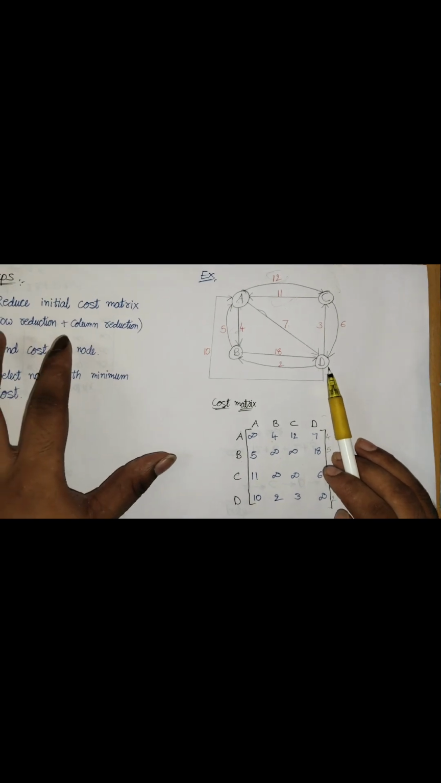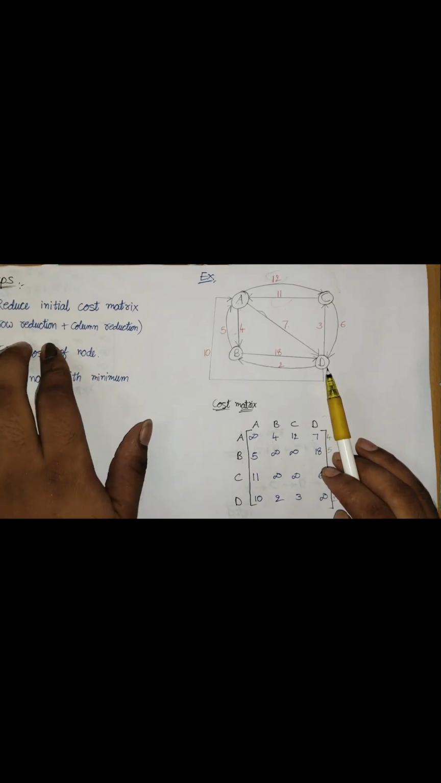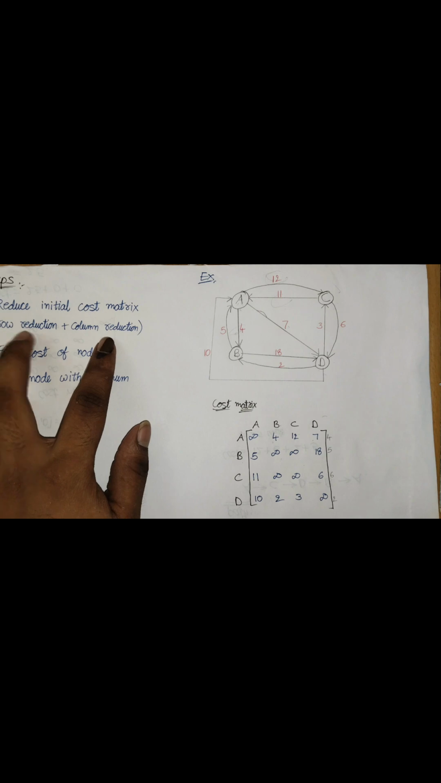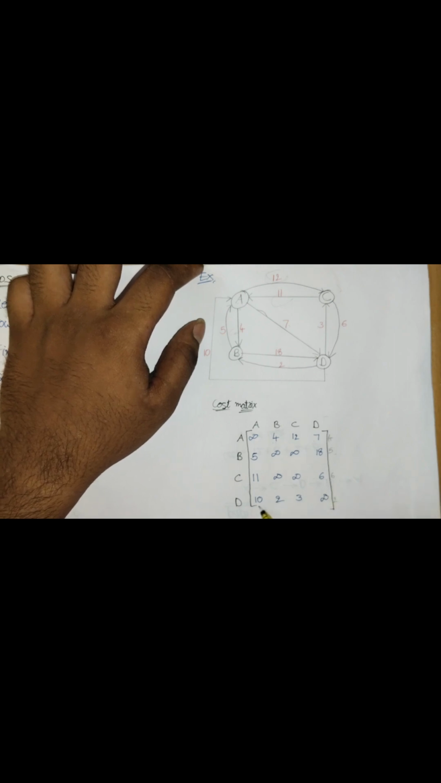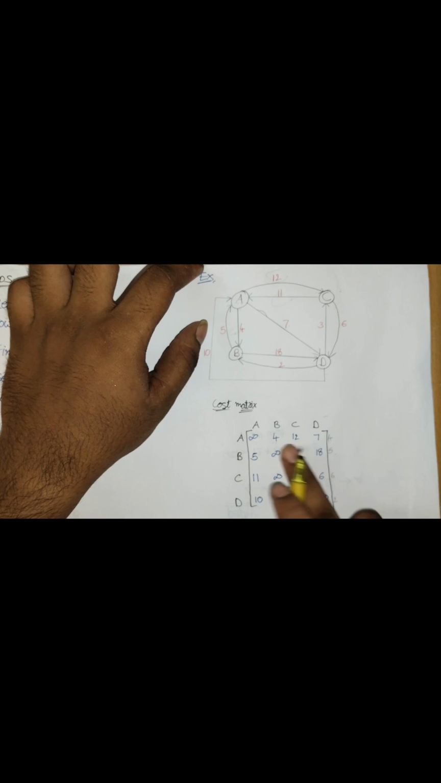Now the second step is, in the first step itself we have to reduce this cost matrix. Reduce in the sense we have to reduce row wise and column wise both. First we will reduce row wise. Row wise reduction means this is the first row, right? Find the minimum element. Minimum element in the first row is 4. Okay. And the minimum element in row 2 is 5. Minimum element in row 3 is 6. Minimum element in row D is 2. Okay. You have to subtract each and every row with its minimum element.